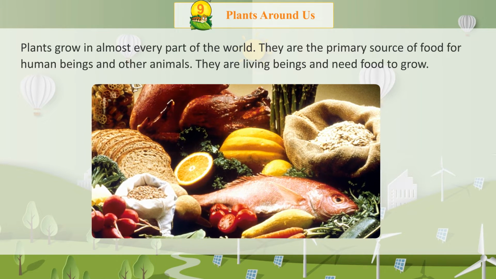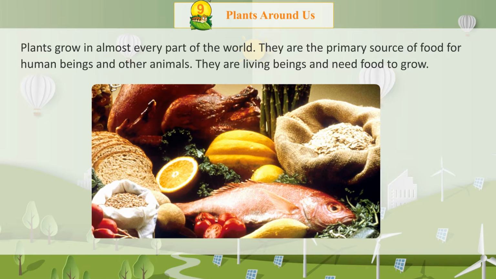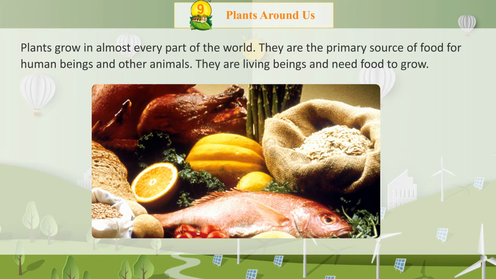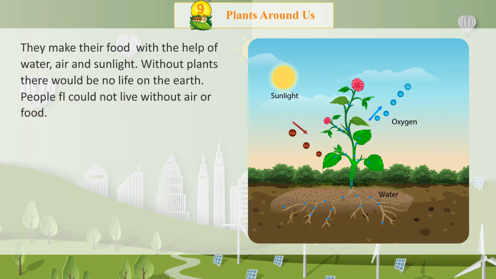They are the primary source of food for human beings and other animals. They are living beings and need food to grow. They make their food with the help of water, air, and sunlight. Without plants, there would be no life on the earth. People could not live without air or food.